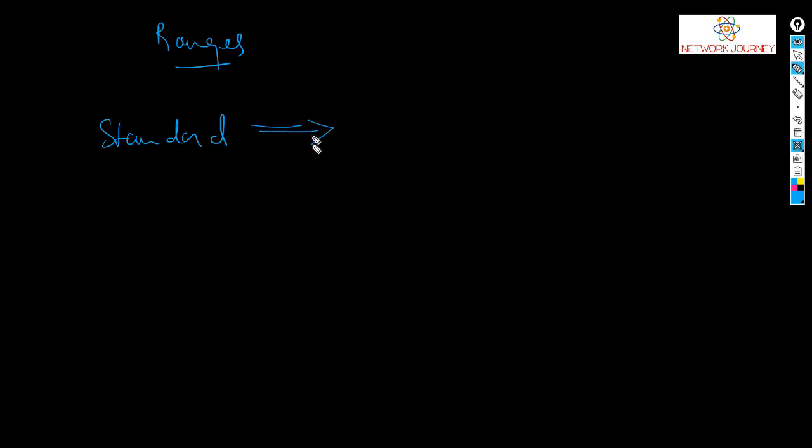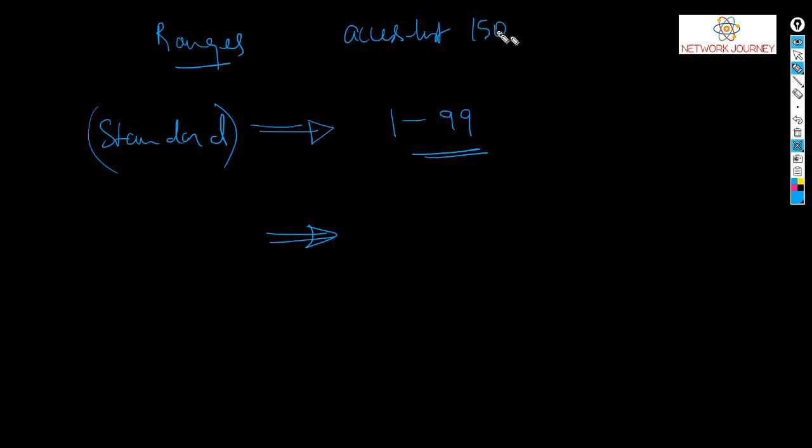How do I identify if an access list is standard or extended? If I see anything numbered between 1 to 99, that's an example of standard. If I see something like access list 150 permit 1.1.1.1, this number lets you know that it's an example of extended.